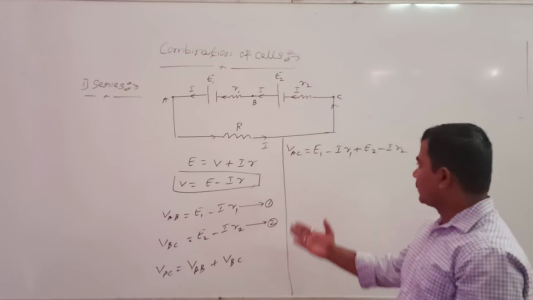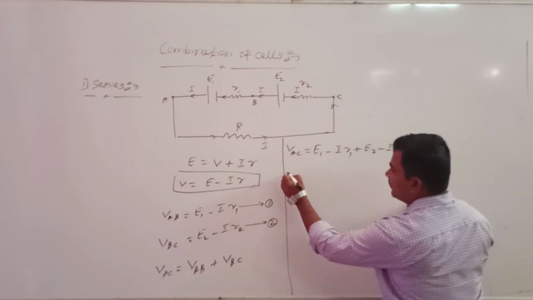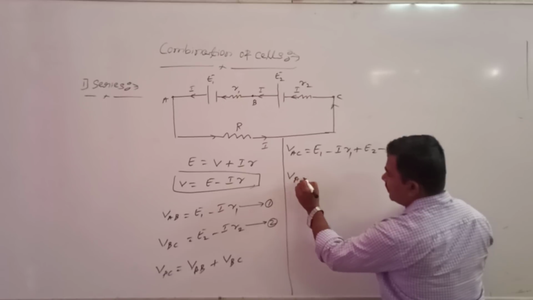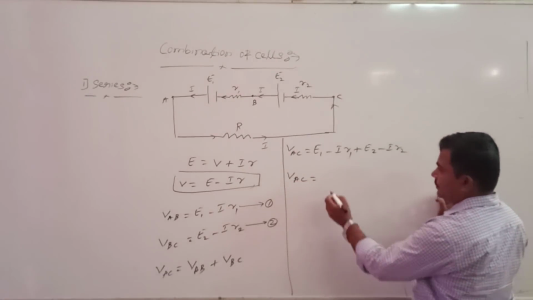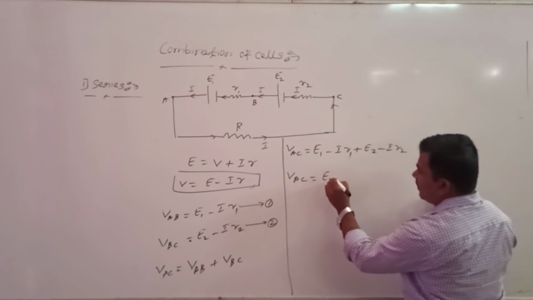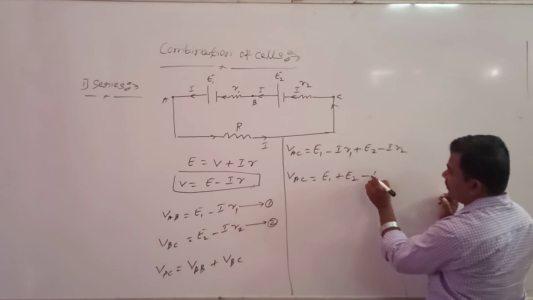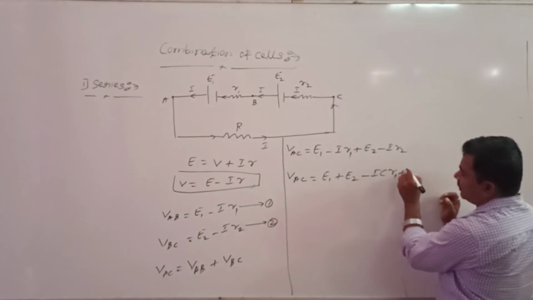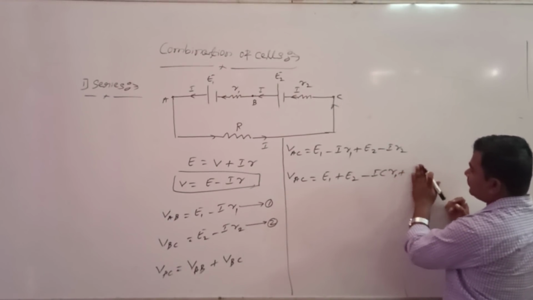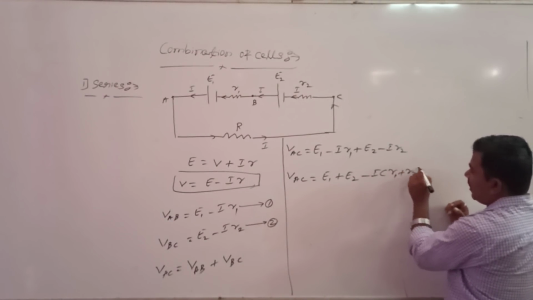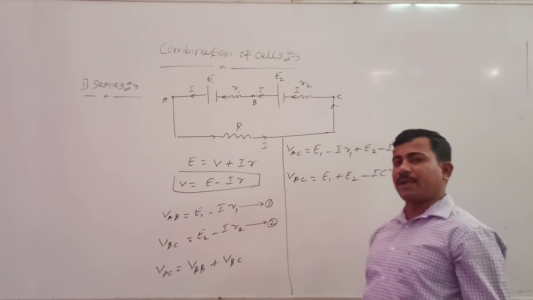Then again you can modify this equation. Potential difference VAC is equal to E1 plus E2 minus I times the bracket R1 plus R2.